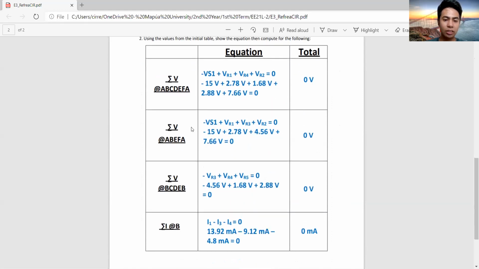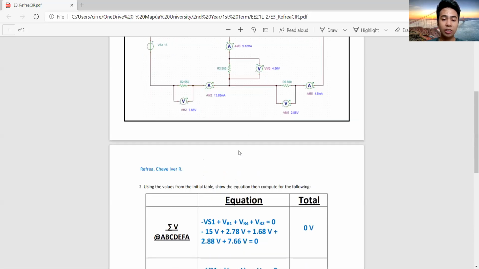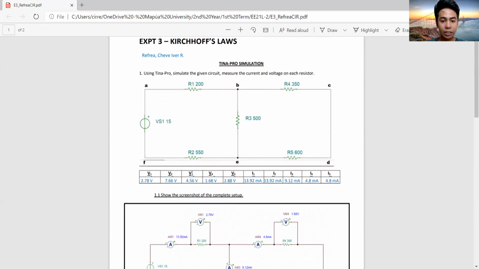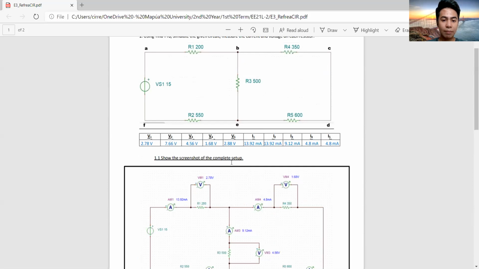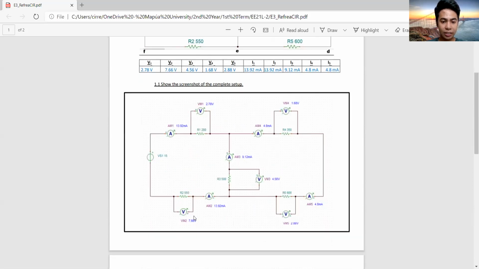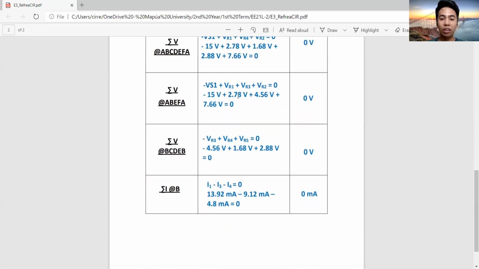Next is the second item. The formula is negative VS1 plus the voltage for resistor 1, plus the voltage for resistor 3, and the voltage for resistor 2, which should equal 0 once again. So as stated here, negative 15 volts plus VR1, which is 2.78, plus VR3, which is 4.56, plus VR2, which is 7.66. As you can see, performing the equation, it should equal 0.